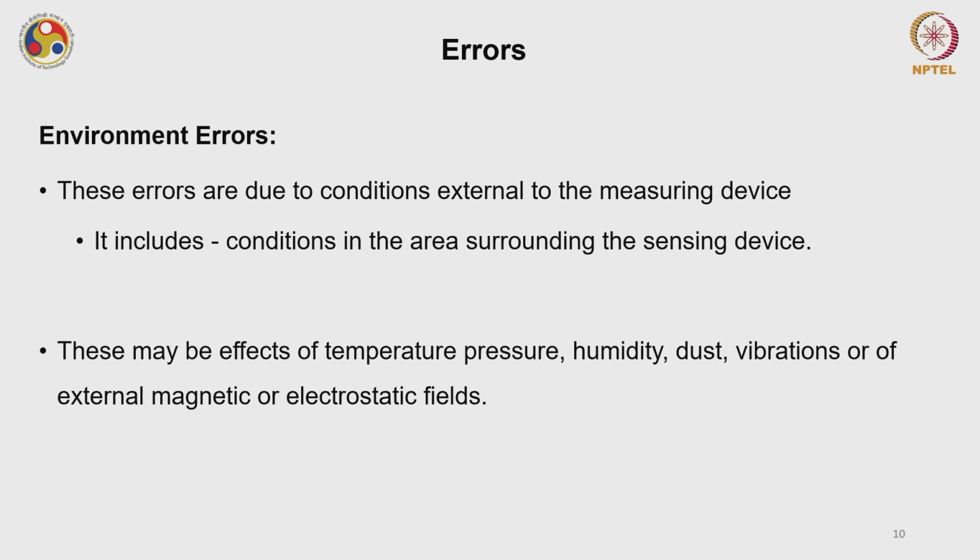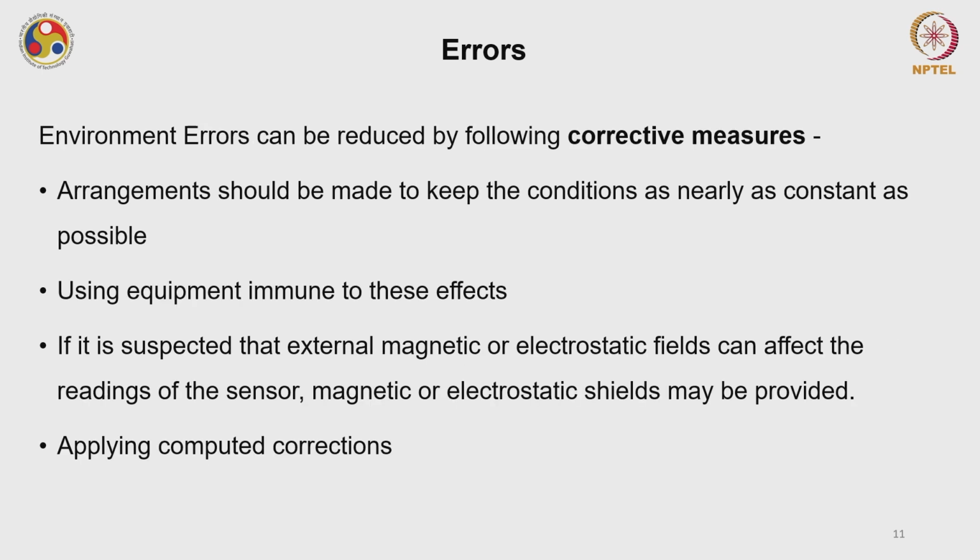Then let's understand the environmental errors. These errors are due to conditions external to the measuring device. This includes conditions in the area surrounding the sensing device. These may be the effects of temperature, pressure, humidity, dust, vibration, or some external magnetic or electrostatic fields.